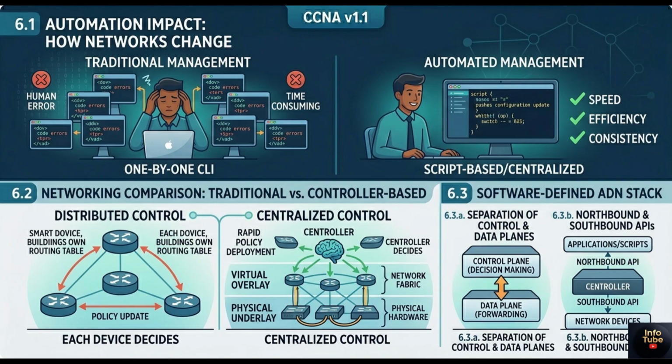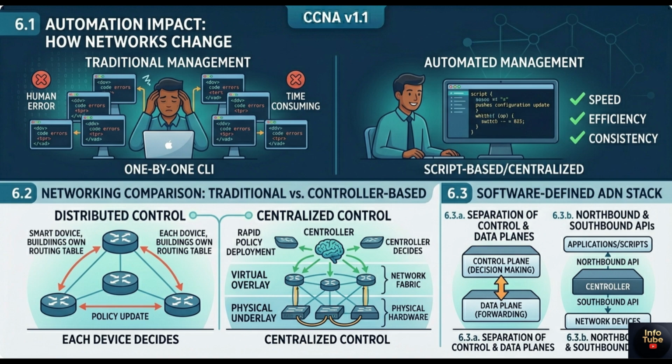Welcome to the final section of our course, Objective 6, Automation and Programmability. This section accounts for 10% of your CCNA syllabus. In the past, network engineers managed devices one by one using a manual command line interface. Today, we use software and code to manage hundreds of devices simultaneously. This shift from manual configuration to automated systems increases speed, reduces human error, and allows the network to adapt to business needs in real time.